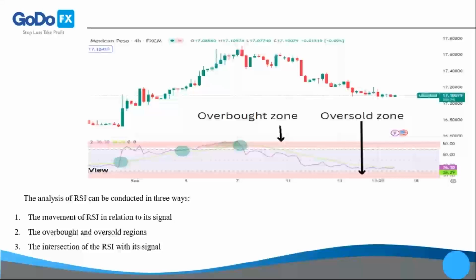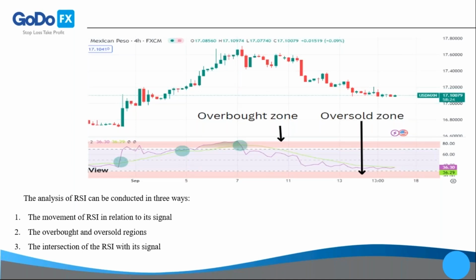So as we see in a clearer picture, the overbought and oversold zones, to use the RSI for your analysis, you can see the movement of RSI in relation to its signal. Is the RSI going up and the signal going down? Are both going up and the distance is widening? This would mean that the price is probable to go up. You can also refer to the overbought and oversold zone.